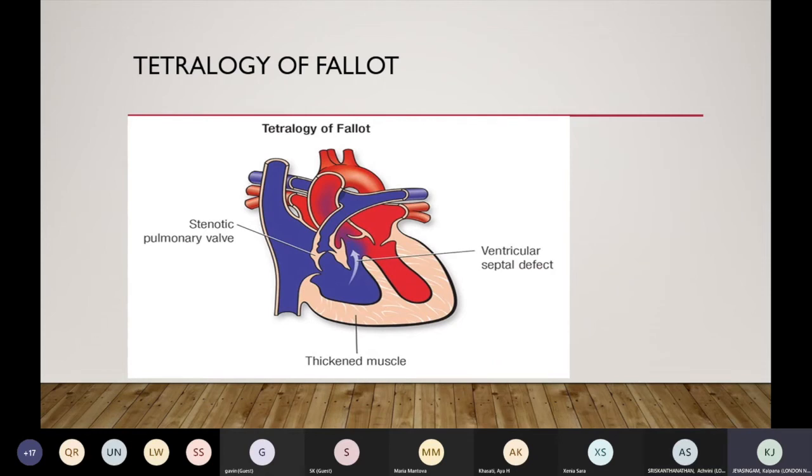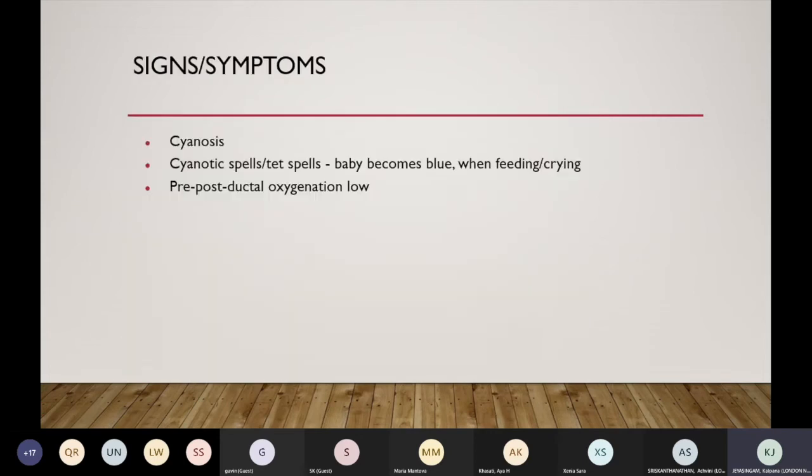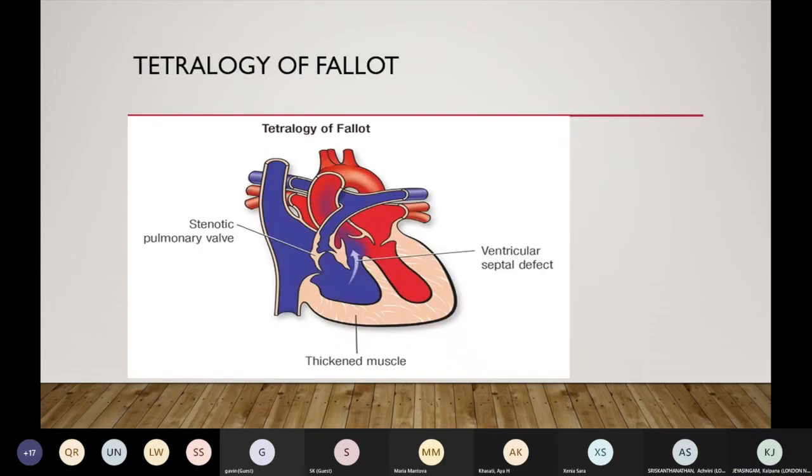Perfect, okay. Coming to tetralogy of Fallot, so we are moving on to the cyanotic part of the heart disease. That's probably one of the commonest ones that we are aware of. It's characterized by ventricular septal defect, right ventricular hypertrophy, pulmonary stenosis, and an overriding aorta. So that is tetralogy, so 4 defects. Sometimes we have a 5th defect, which is ASD.